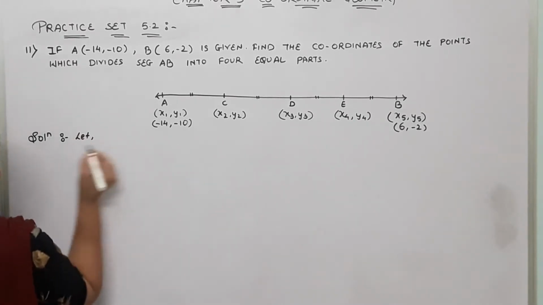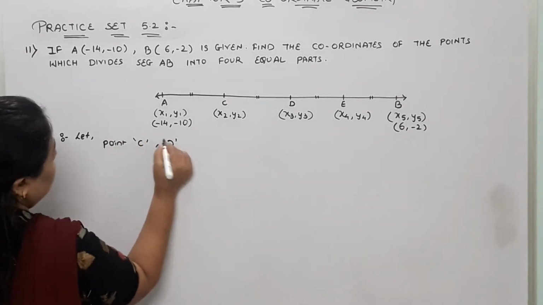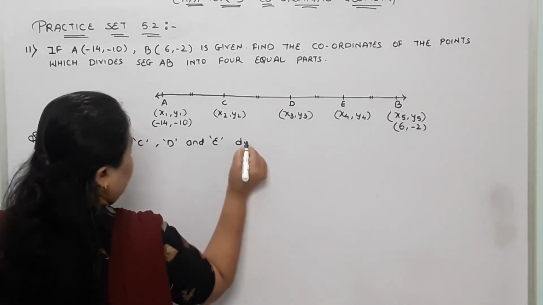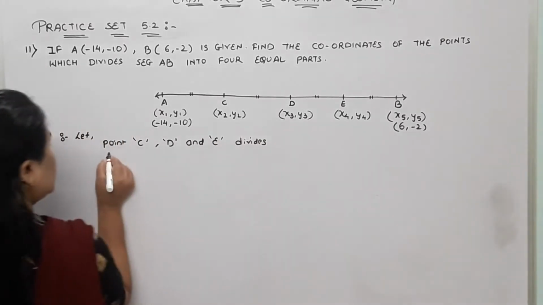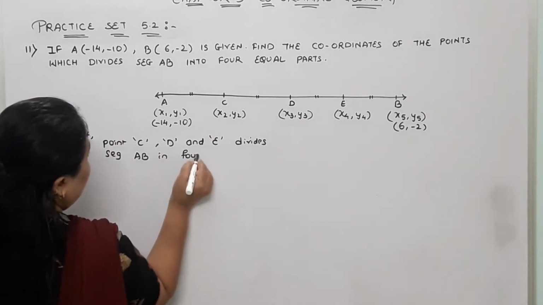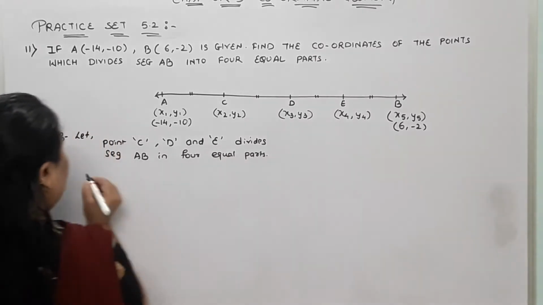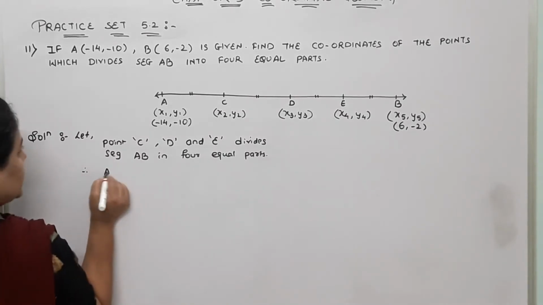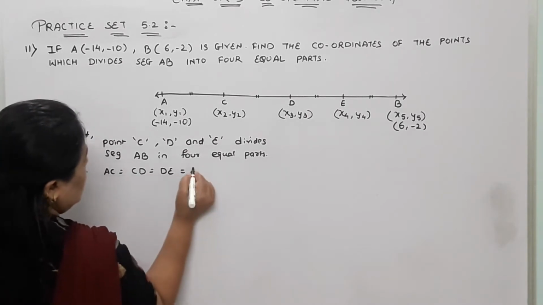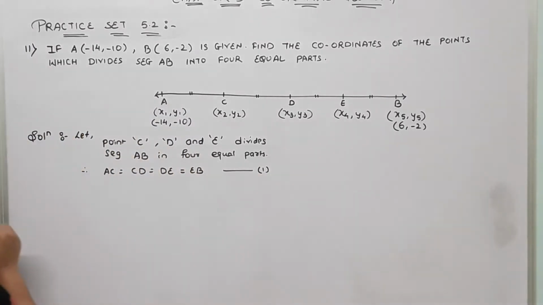Let point C, D and E divide seg AB in 4 equal parts. Therefore, AC is equal to CD is equal to DE is equal to EB. That will be our first equation.